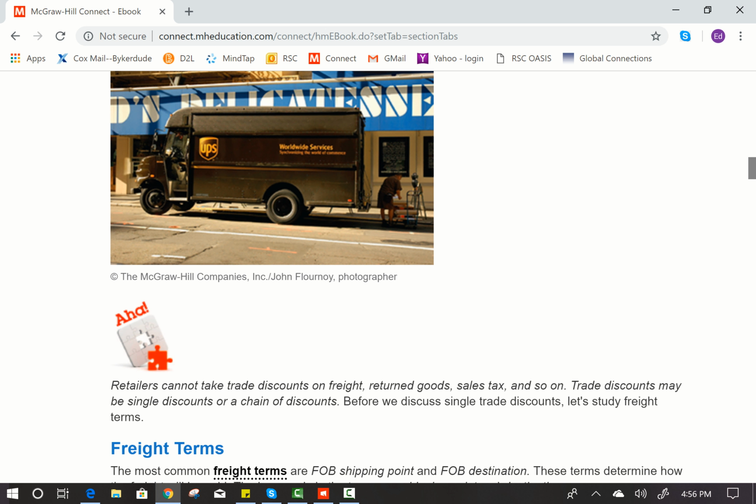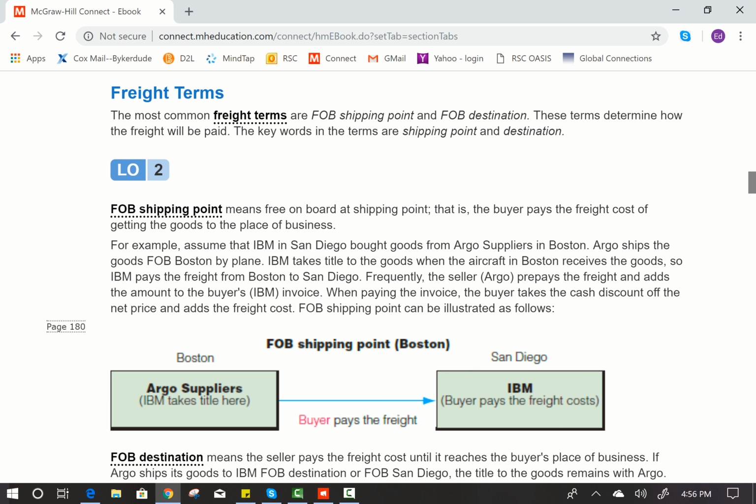Okay, I want to take a look at a couple of other items. The freight terms. The most common freight terms are FOB shipping point and FOB destination. FOB shipping point would be McGraw-Hill shipping it to North Shore, and FOB shipping point is that they take responsibility for getting it on the truck, and then North Shore will actually pay the shipping at that particular point. And FOB destination is just the opposite of that. So shipping point means free on board. FOB, free on board at shipping point.